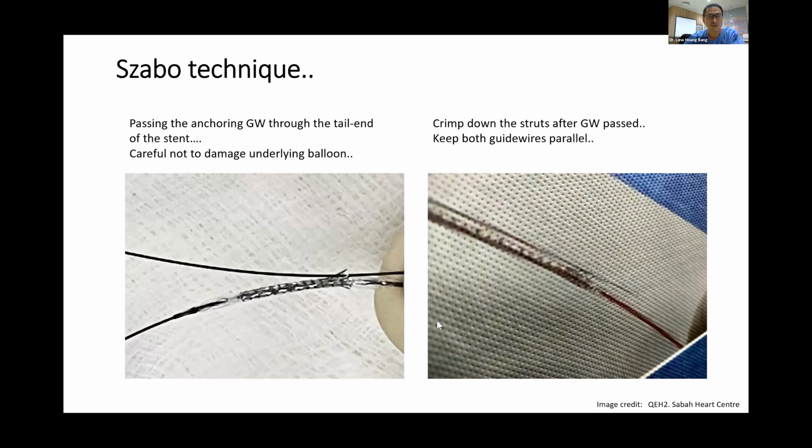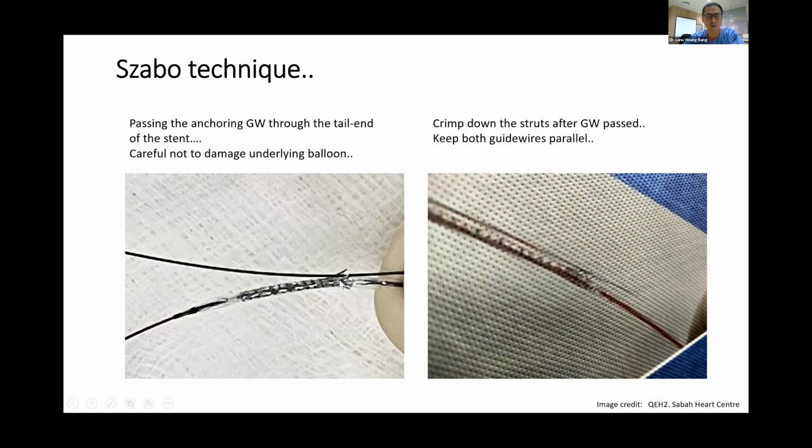So this is just a picture to show how we mount the stent. So this is the stent. You can see this is the advancing end. And this already shows that the wire has passed through the tail end of the stent. And then the stent is also mounted onto the primary wire.